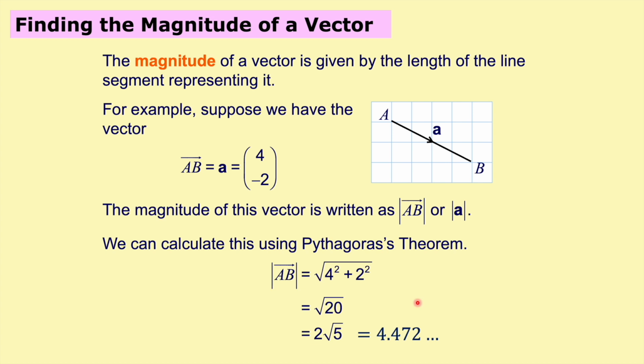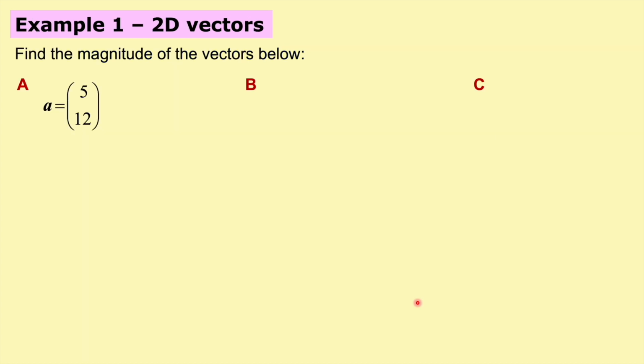Let's look at a few more examples. So for A, our vector A, column vector, is (5, 12). So these are 2 components. To find the magnitude, we're going to write A with these 2 straight lines round about it, and it's the square root of each of these components squared and added together. So it's the square root of 5 squared add 12 squared. So we get the square root of 169. So then the magnitude of A is 13.